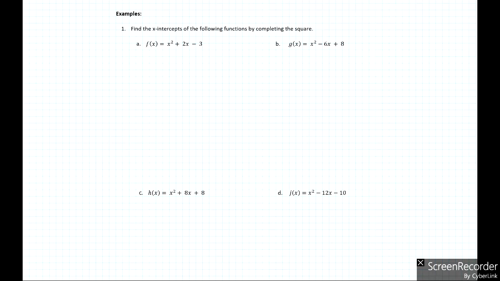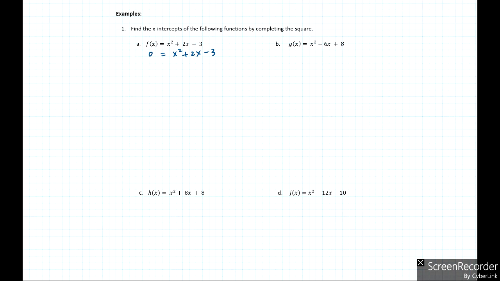x-intercept. And in this section, we're going to focus on quadratic functions with leading coefficient equal to 1 and see how we can complete the square with this form of functions. So for the first one, part A, if we want to find the x-intercept, we're going to go ahead and set f of x to be 0, and therefore x squared plus 2x minus 3 is equal to 0. And in order to complete the square, our goal is to find out what three terms together would give us a perfect square trinomial.